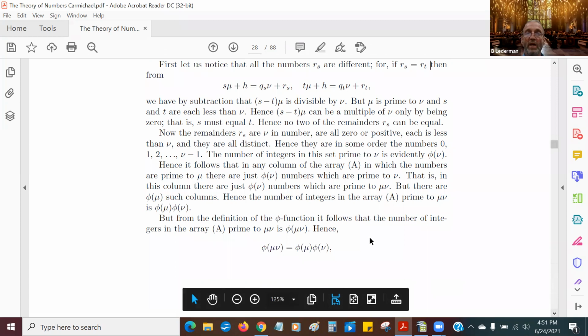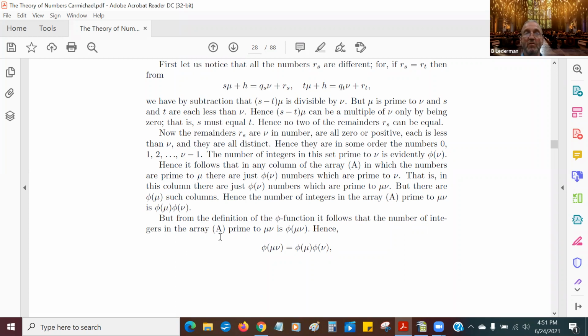So from the definition of the phi function, it follows that the number of integers in the array A prime to uv is phi of uv. That's the definition of phi. So we see that phi of uv is equal to phi of u times phi of v, and it's all beautiful. And that's really the whole argument. There are phi of u columns that are relatively prime to u, and in each column there are phi of v numbers that are relatively prime to v, which means they're going to be relatively prime to uv because everything in the column is relatively prime to u, and it's all going to work out beautifully, no common factors, and there you go.